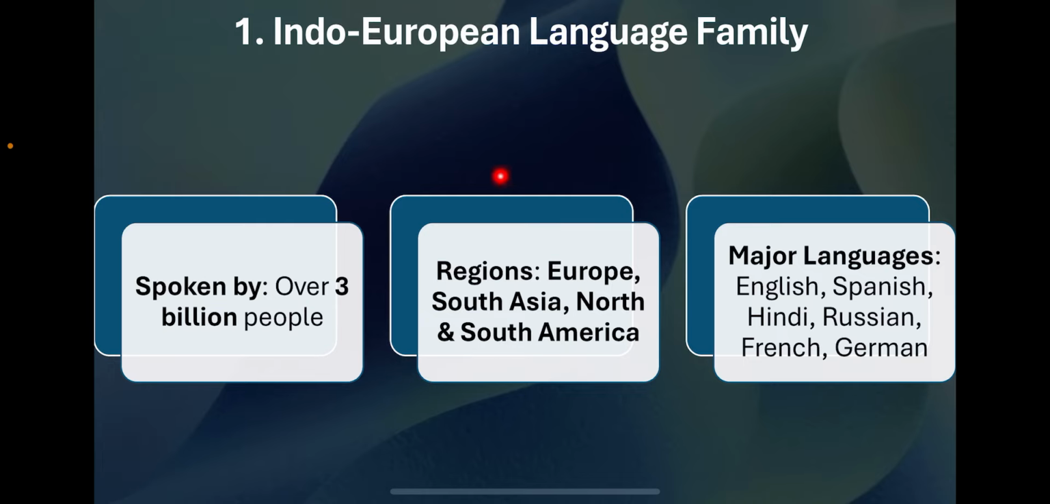The Indo-European language family is spoken by over 3 billion people. You see, it's one of the largest language families, right? It is spoken in Europe, South Asia, and North and South America. Major languages include English, Spanish, Hindi, Russian, French, and German.